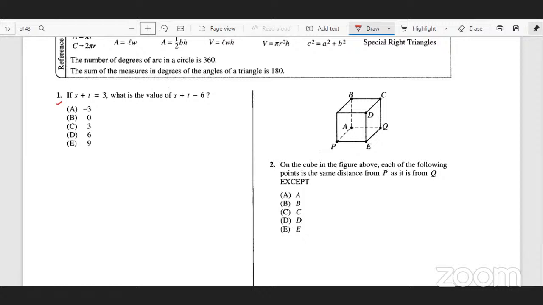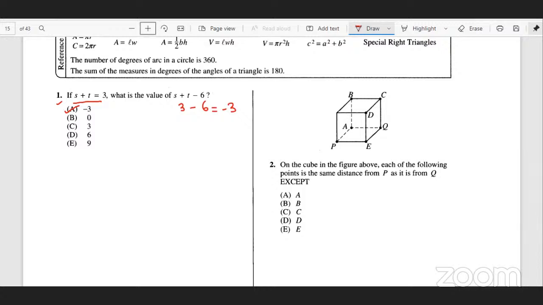If s plus t is 3, what is the value of s plus t minus 6? Now, obviously, this is a very easy question. They have told that s plus t is 3. So simply we need to plug in 3 instead of s plus t. We have minus 6. So this would be minus 3. So clearly A is the answer.